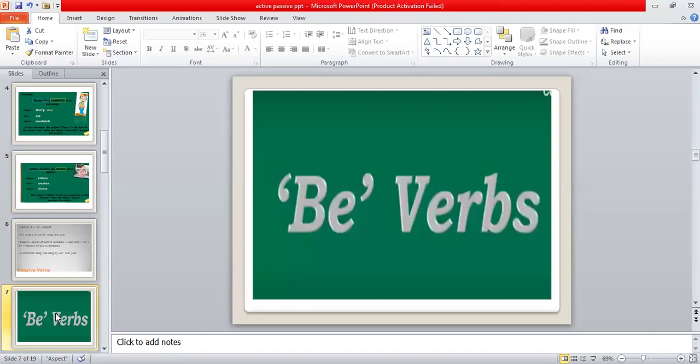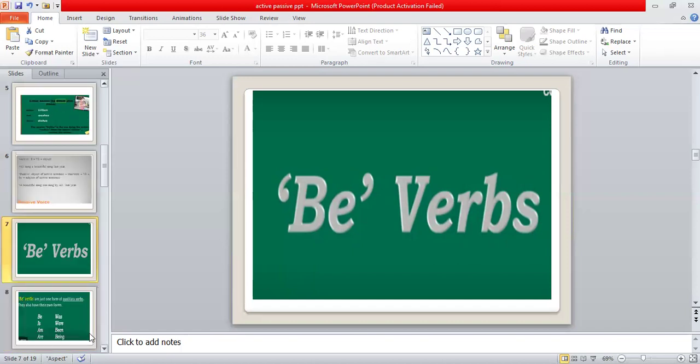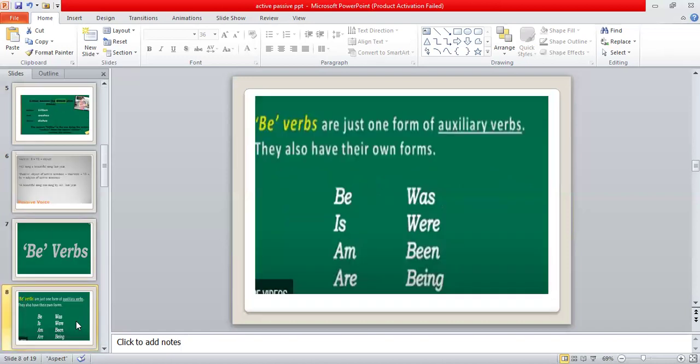Yes, it is very important to know the forms of be, because you always have to change the forms of be whenever you change a sentence from active into passive. So let's see what the forms of be are. These verbs are just one form of auxiliary verb. What do we mean by auxiliary verbs? Auxiliary verbs means helping verbs. We also have their forms. These are the different forms of be.